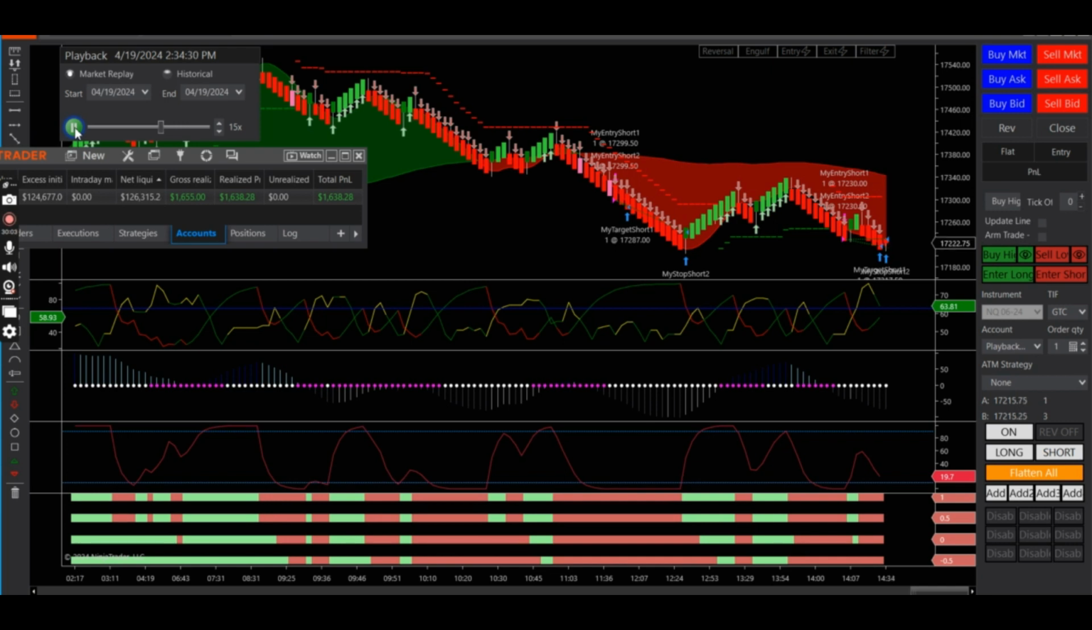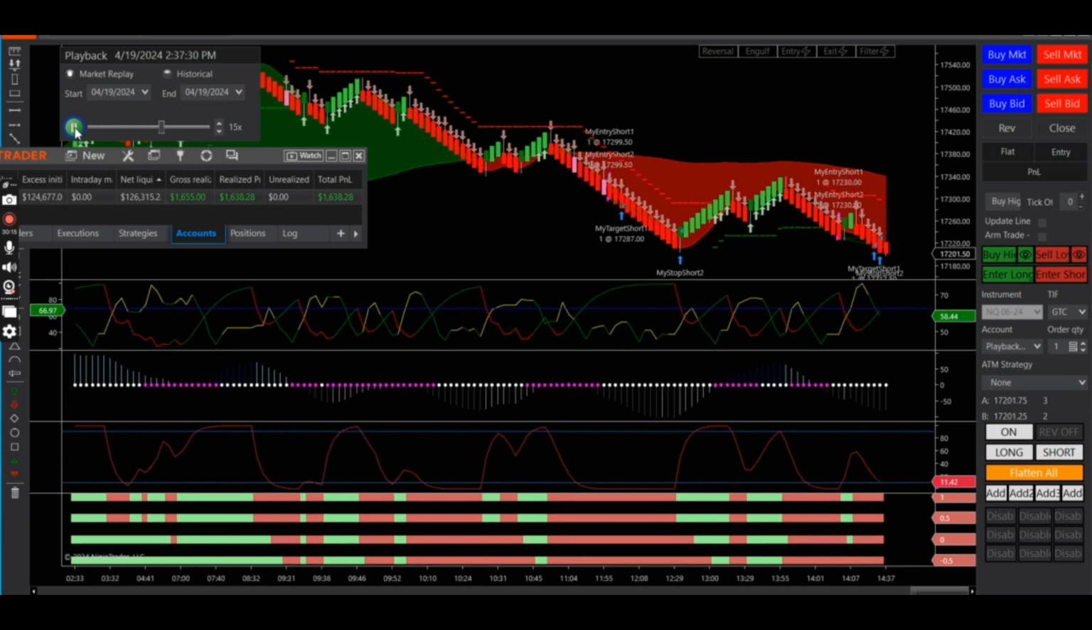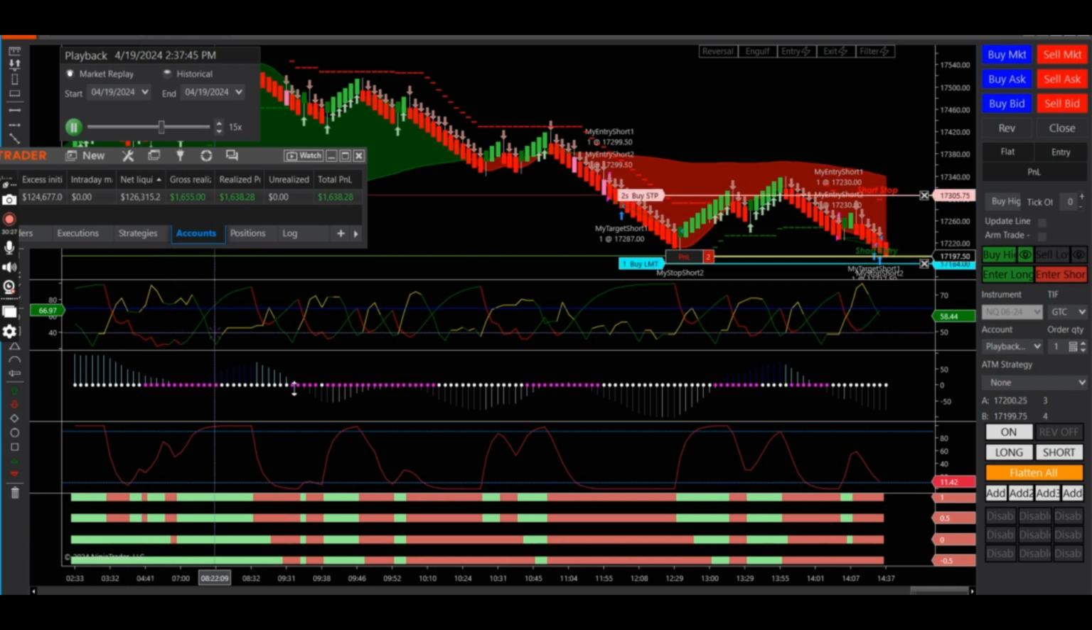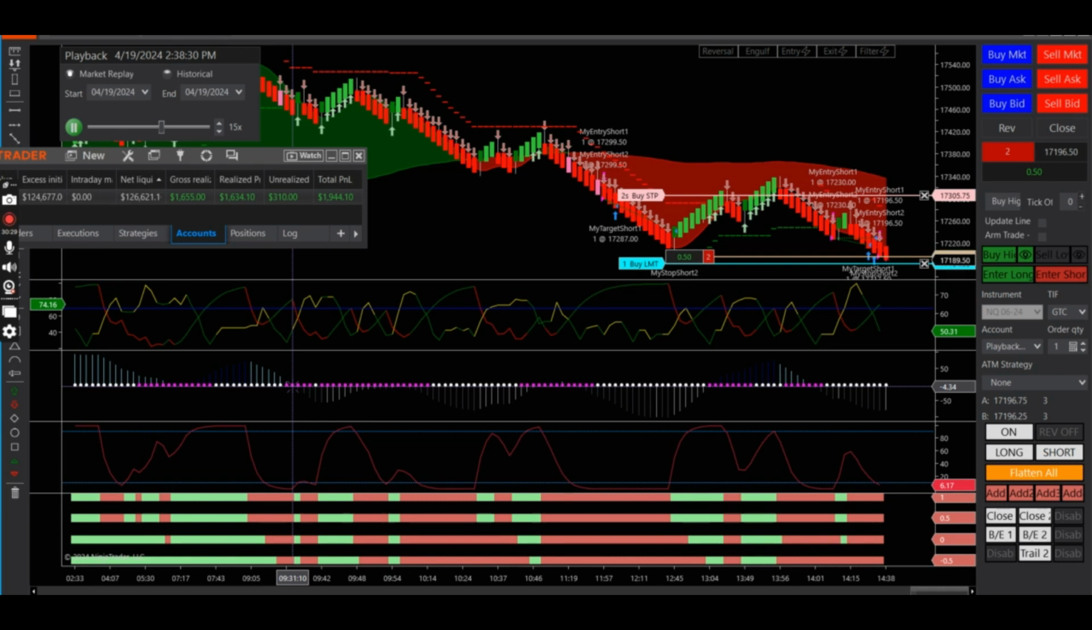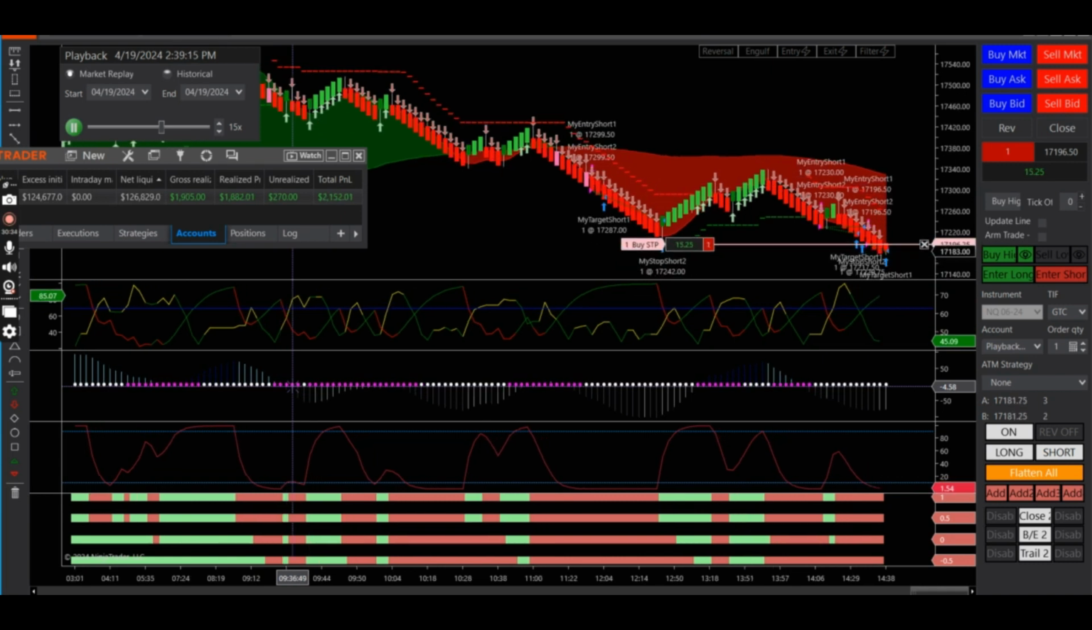I think my stop loss was a bit too tight there, but that's all based on the average true range. Okay, we got a cross here, so definitely this would be a good spot to go into the market. Order submitted. Order filled.